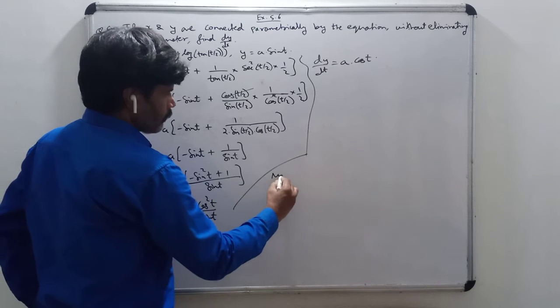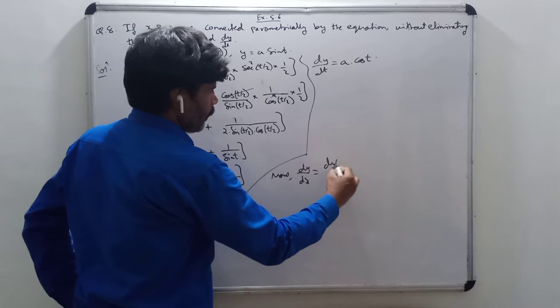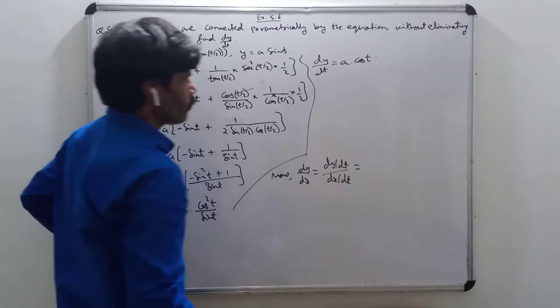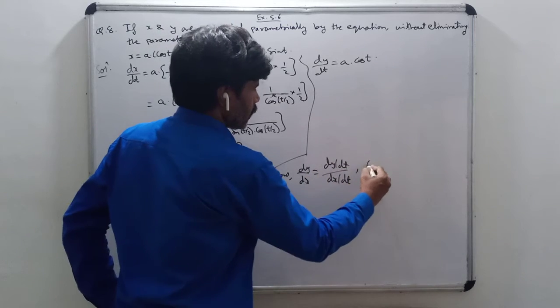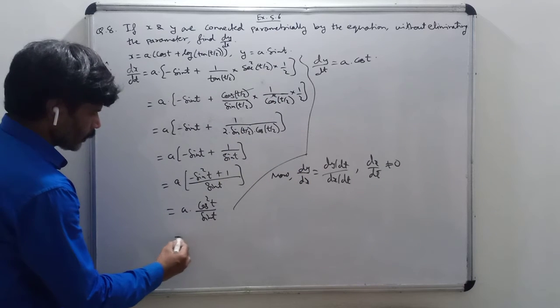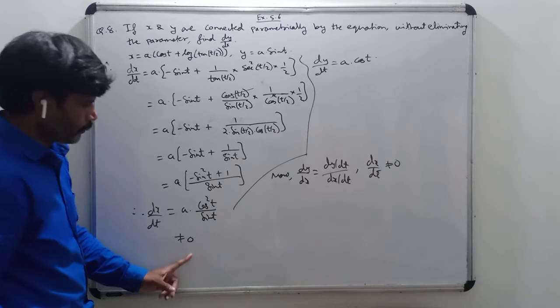Now dy by dx is equal to what? Dy by dt upon dx by dt, where dx by dt should not be 0. Very important condition: dx by dt should not be 0. It means this should not be 0. This is dx by dt, so this should not be 0.